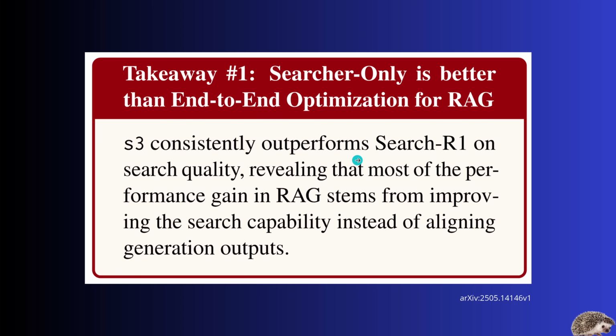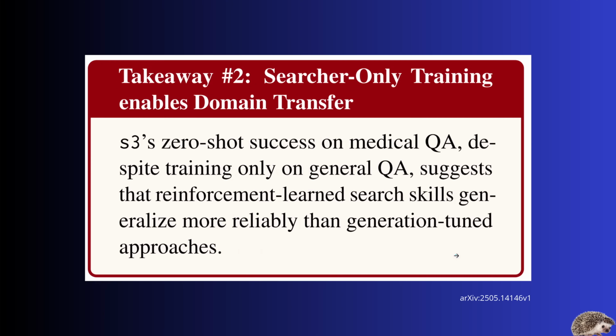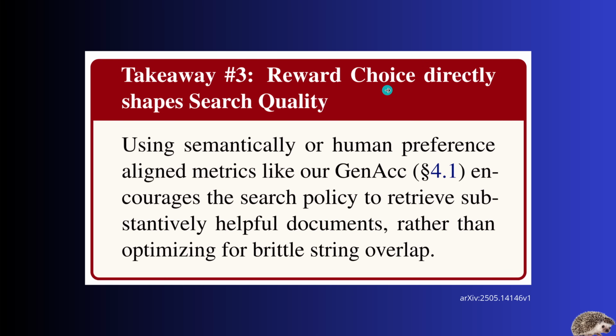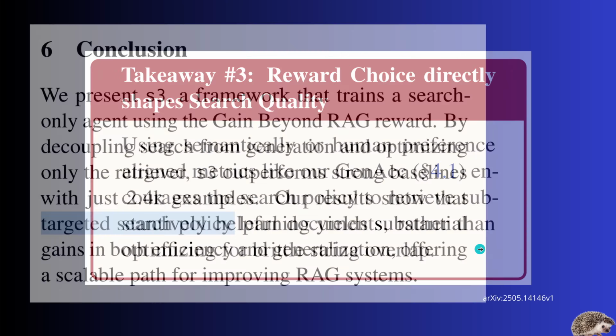So they tell us S3 consistently outperforms Search-R1 on search quality, revealing that most of the performance gain in a RAG system stems from improving the search capability instead of aligning the generation outputs. They tell us the searcher-only training also enables a domain transfer functionality, plus the reward choice itself directly shapes the search quality. Seems obvious, yes, of course, but think about this for a second. Using a semantically or human-preference-aligned metric, like, whatever, an accuracy function, encourages the search policy to retrieve substantially helpful documents rather than just optimizing for some brittle string overlap in your documents.